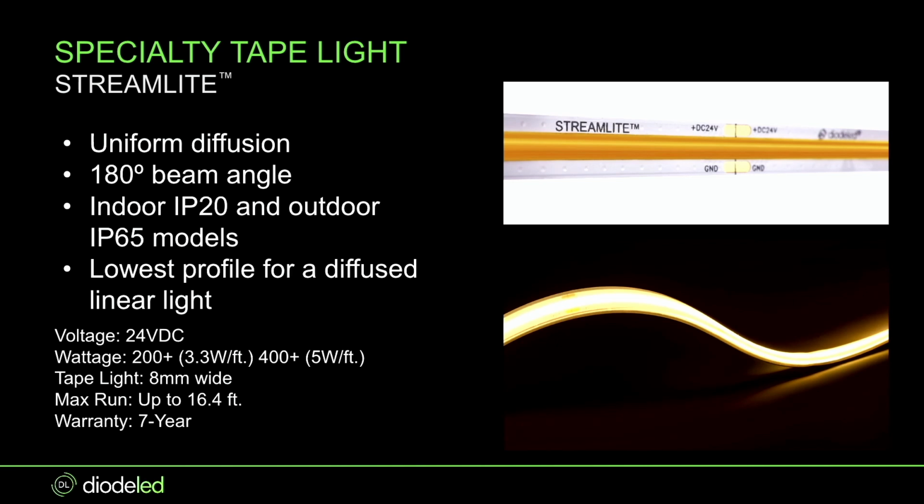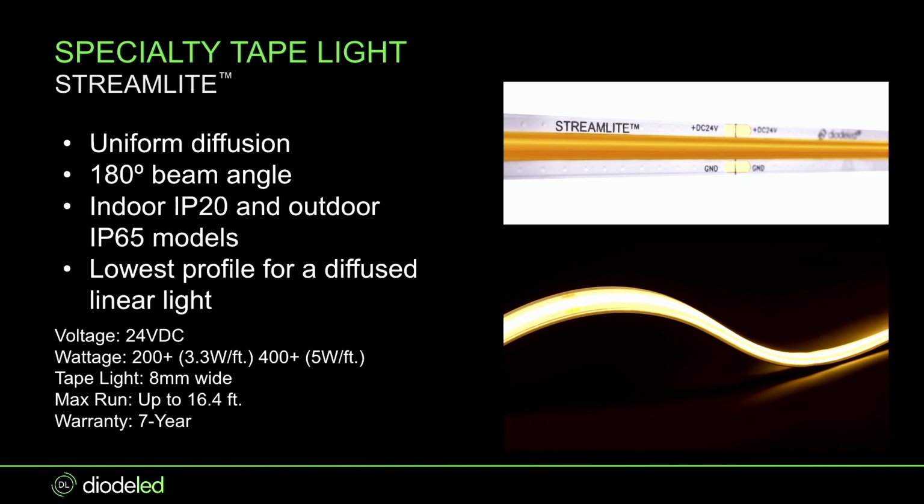But the thing to mention is we do have two options in lumen outputs. This is important for STREAMLITE. We have a 200 plus option, but my favorite is the 400 plus lumen output. Meaning you can really get a kick out of this STREAMLITE. You can use it for a lot of applications where you need really good general illumination and foot candles down on the surface. This is a pretty bright tape light for what you get and the cost that you get for it. So it is 8 millimeters wide.